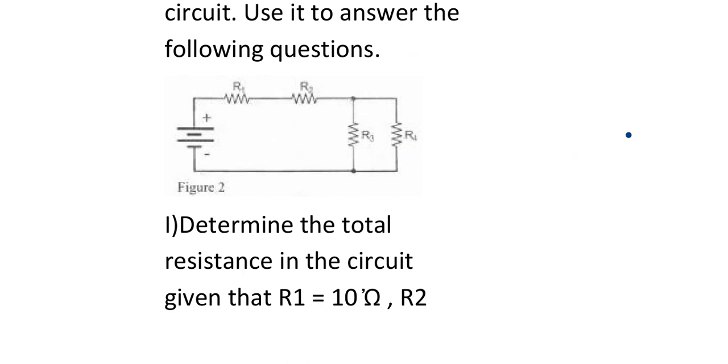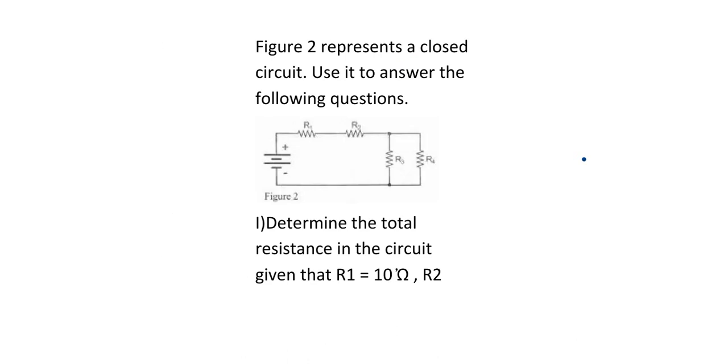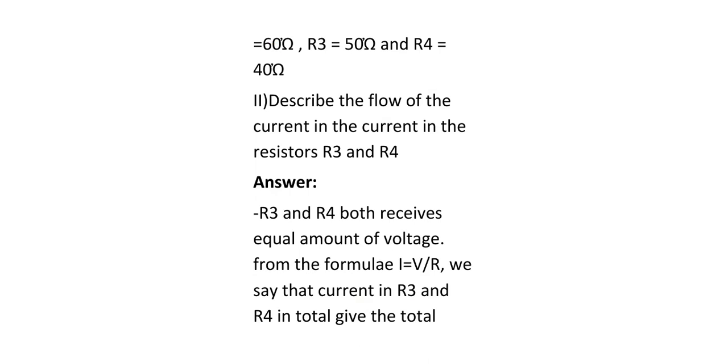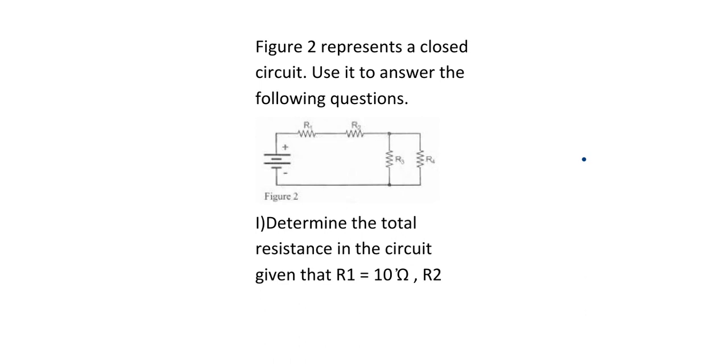So the question says, determine the total resistance in the circuit given that R1 is 10 ohms, R2 is 60 ohms, R3 is 50 ohms, and R4 is 40 ohms. And describe the flow of current in the resistors R3 and R4. So let's start by calculating the total resistance. Let me redraw the circuit. The circuit looks like this.